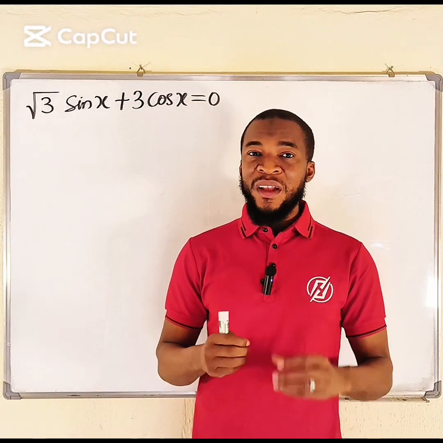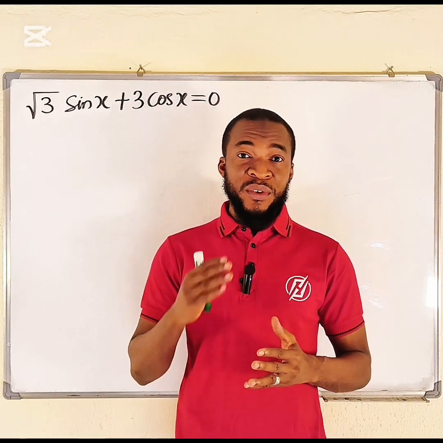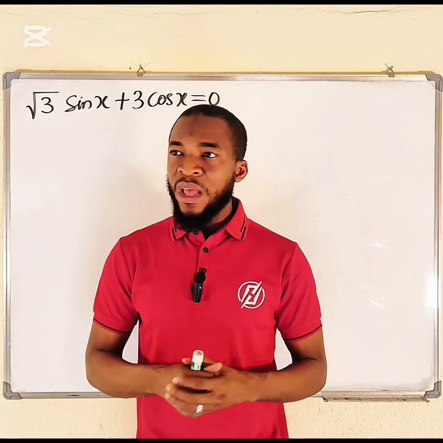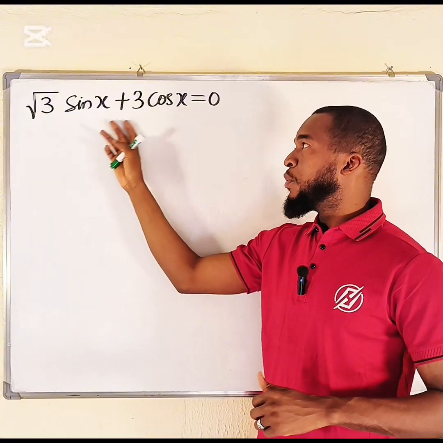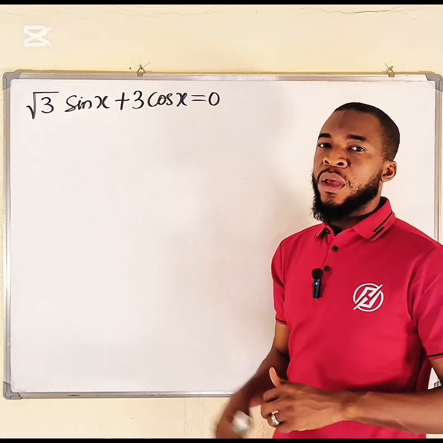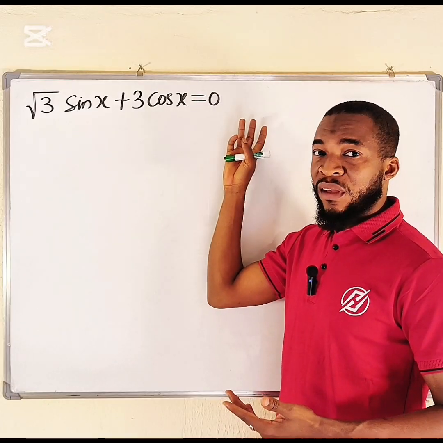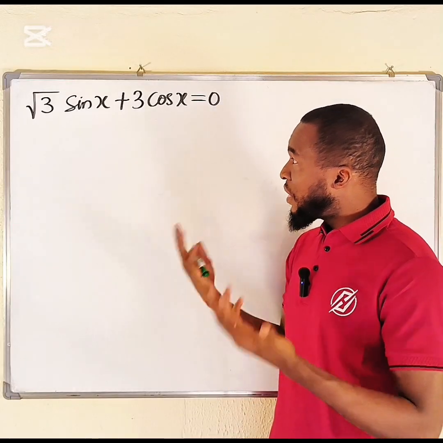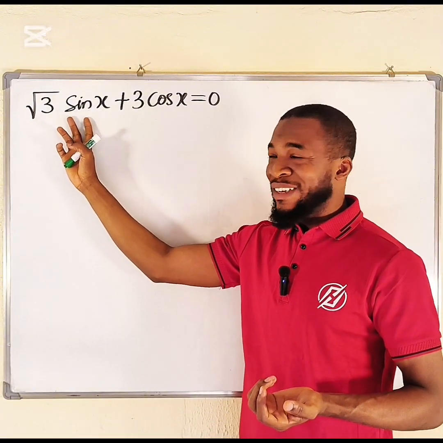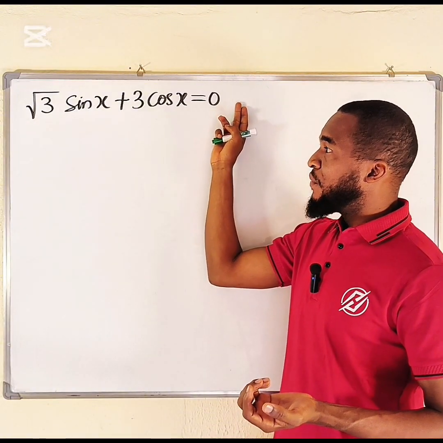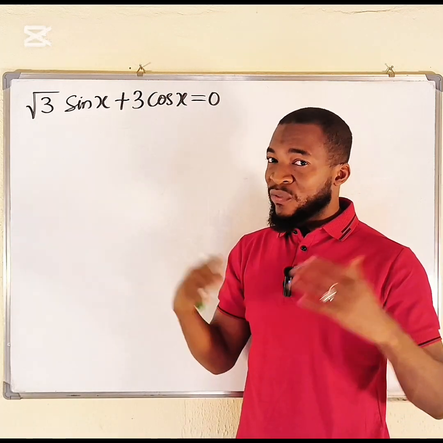Hello everyone. In this tutorial, I am going to show you how to solve trigonometric equations using algebraic substitution. We have a very simple equation here: square root of 3 sine x plus 3 cosine x equal to 0. We know that traditionally we can take 3 cosine x to the other side, divide both sides by cosine x, divide both sides by root 3, just to have tangent x equal to negative 3 divided by root 3. Then we take tangent inverse of both sides, which is very simple.